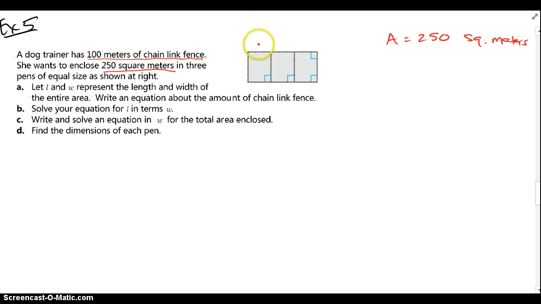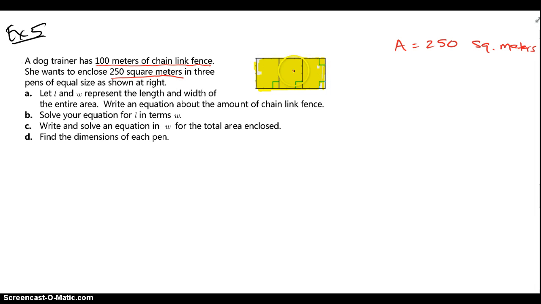So this is the entire area we are looking at. So this entire area has to be 250, and the length and the width represent the entire place. So the width is right here, and the length, I guess, is the entire place right here. Write an equation about the amount of chain link fence. Okay, so if this is L, this bottom part has to be L. If this is W, across from it is W.